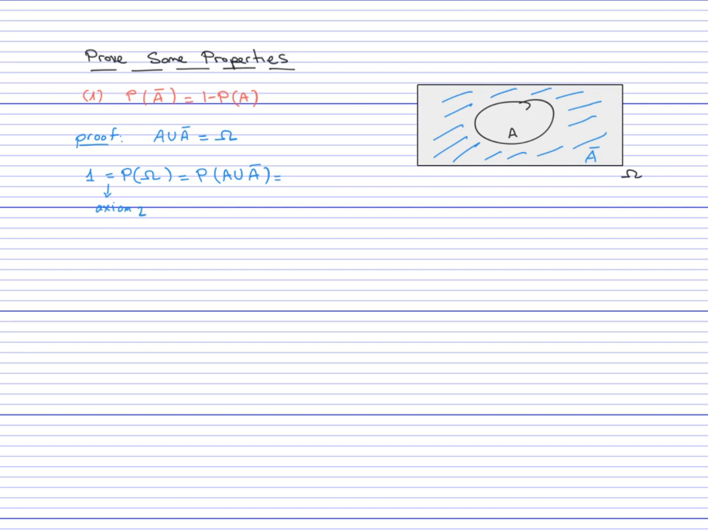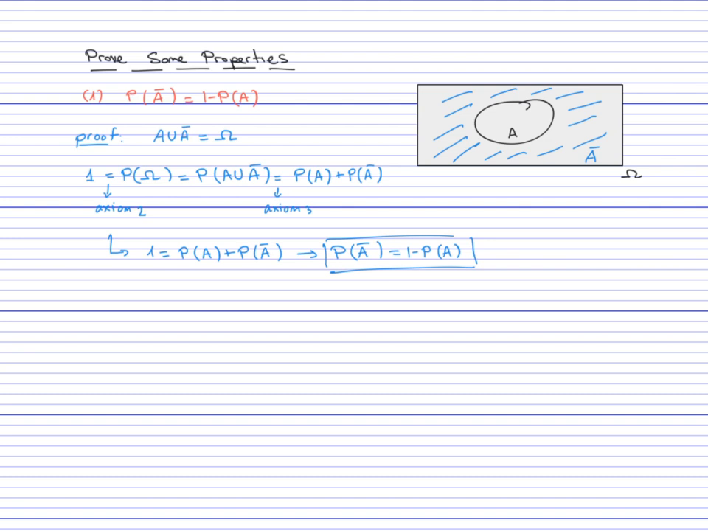And also you know that A and the complement of A are disjoint events, and therefore according to axiom 3, you can separate them into two: the probability of A plus the probability of the complement of A. Meaning that 1 equals that. So from here we get that 1 equals the probability of A plus the probability of the complement of A. Now by using algebra, we get that the probability of the complement of A equals 1 minus the probability of A. And that's exactly what we needed to prove.